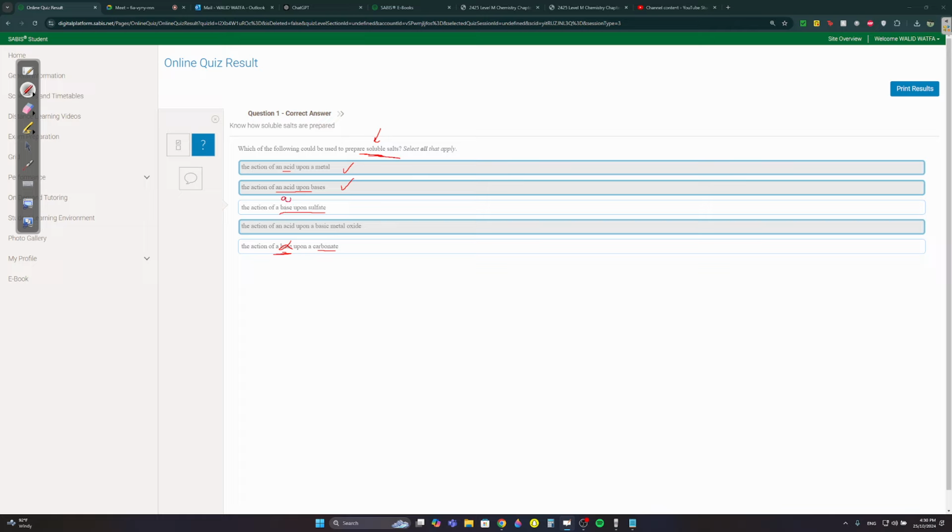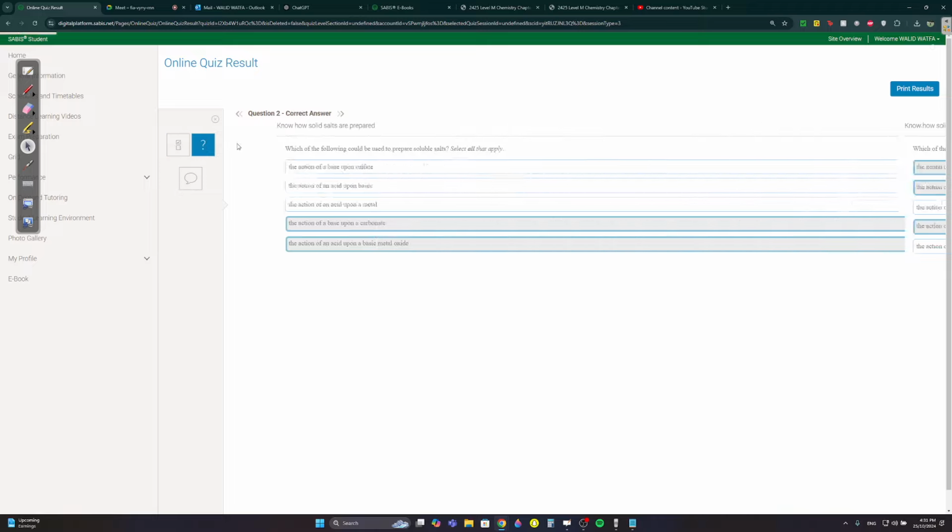Base with sulfate, no, it should be acid with... no, sulfate is wrong. It should be sulfite or sulfide. Because sulfate is SO4, and we don't care about SO4. We only care about SO3, which is sulfite, or sulfide, which is just S. Then acid with basic metal oxide. Whatever, we said metal oxides already.